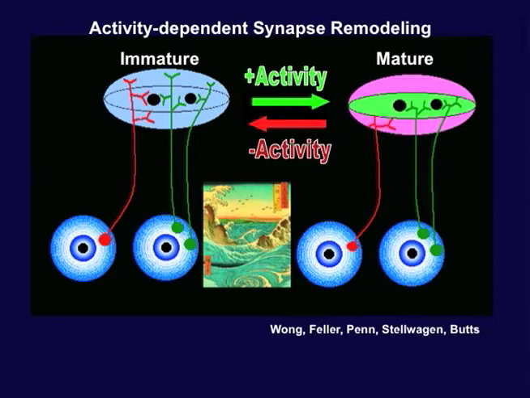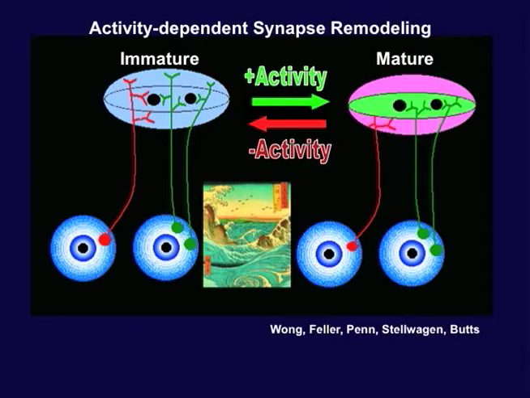Anyhow, so we discovered this by blocking neural activity during the period when this remodeling happens. And when we blocked activity, we discovered actually that there's a persistence of the immature pattern of connectivity. So there's a failure to remodel connections, and the eye-specific layers actually don't emerge during development.